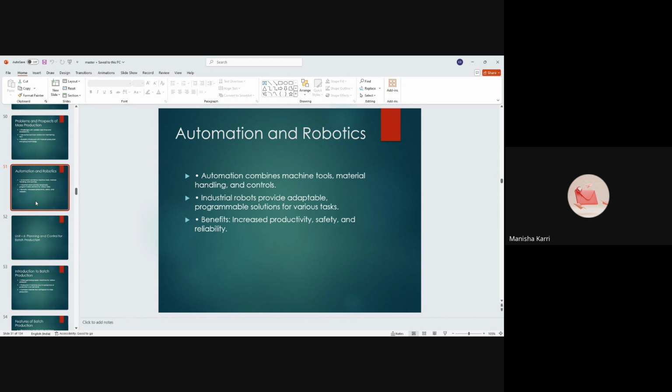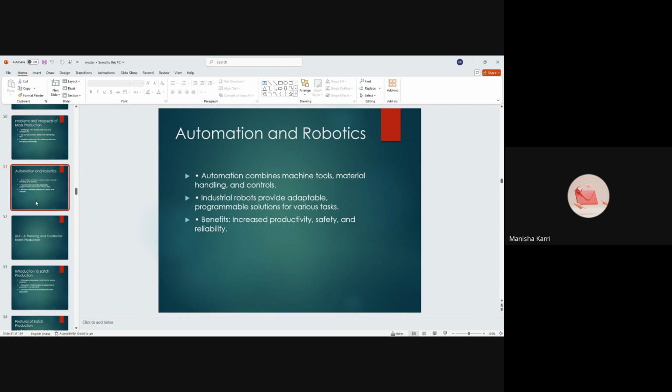Coming to automation and robotics. So what do automation and robotics mean? Generally, automation is the use of technology to perform tasks with minimal human intervention. It generally brings together machine tools, systems for moving materials, and control systems, for example computers or sensors, to create a seamless production process. To take a better example, in a car factory, automation includes machines that weld car parts together or paint car bodies without human workers, without the need of workers doing it manually. So this is nothing but automation.